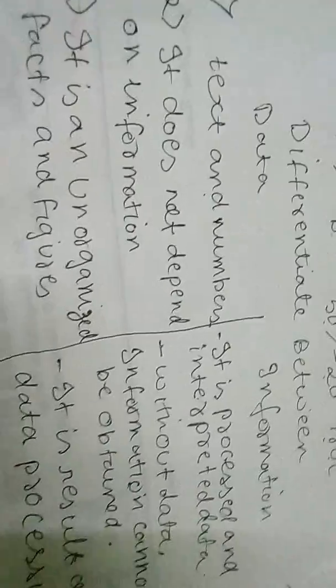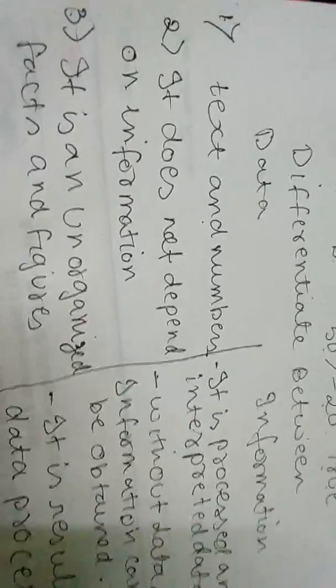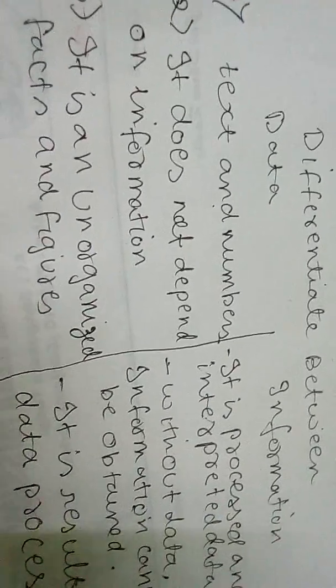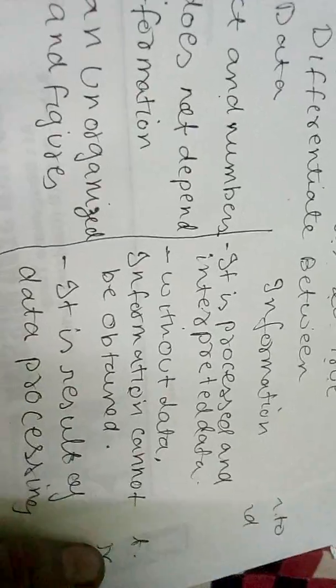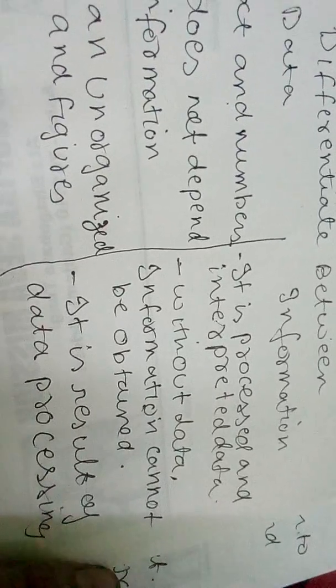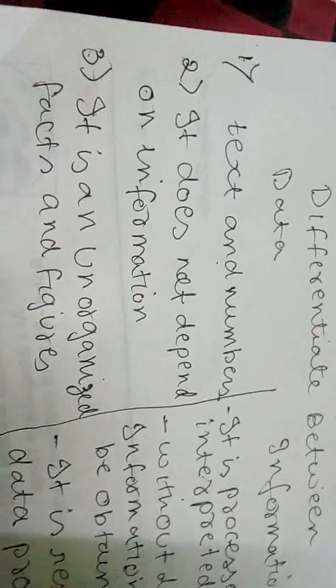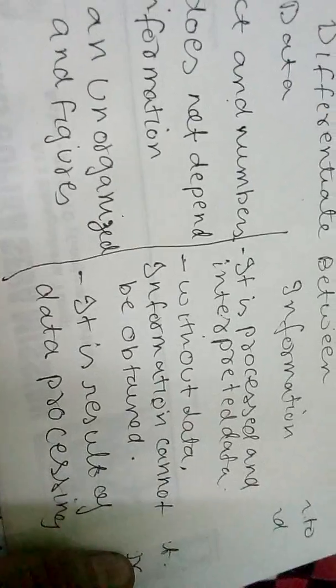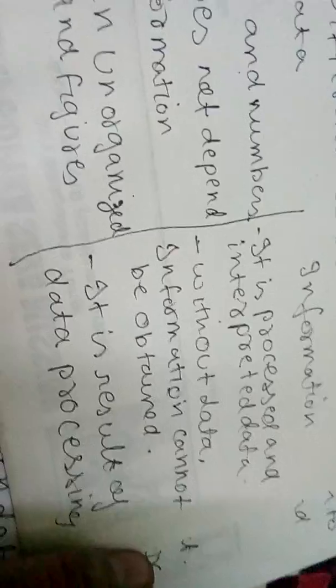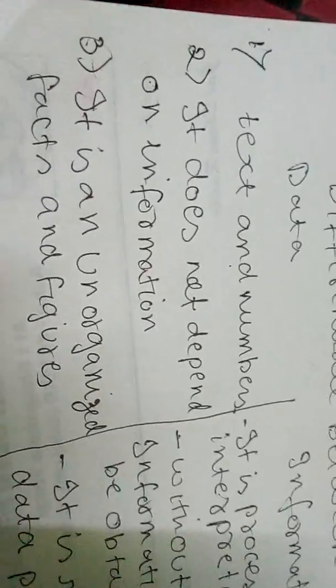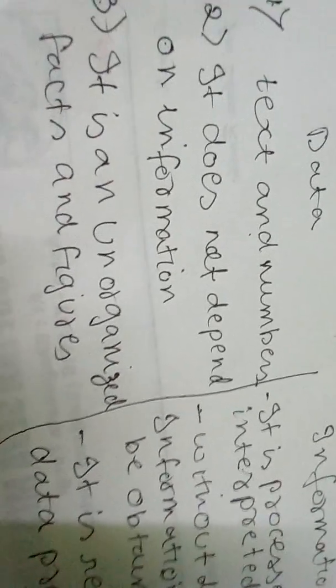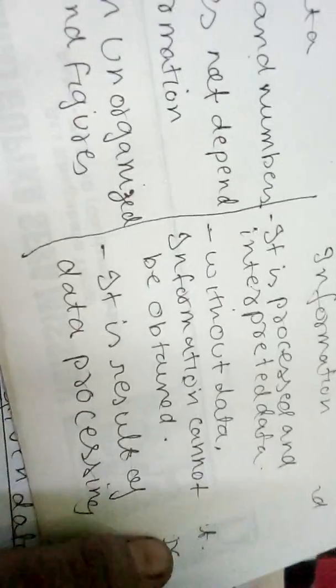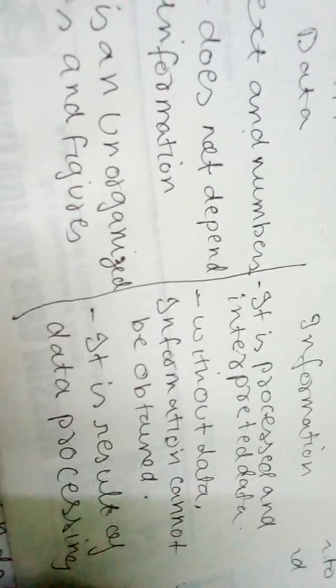Once again I am repeating, what is the difference between data and information? Data is text and numbers. Information is processed and interpreted data. Second point, data does not depend on information, but without data, information cannot be obtained. Third point, data is unorganized facts and figures, while information is the result of data processing. I hope children you have understood.